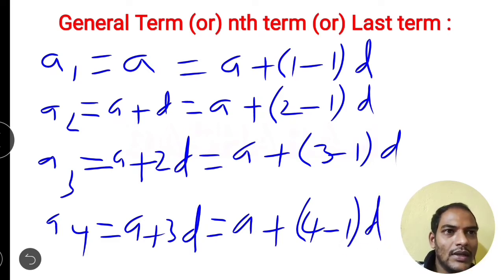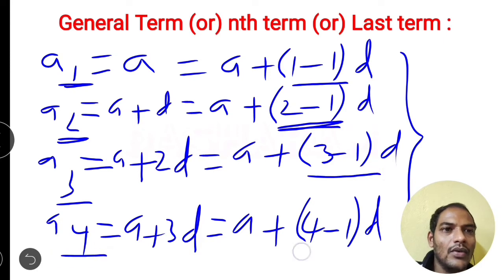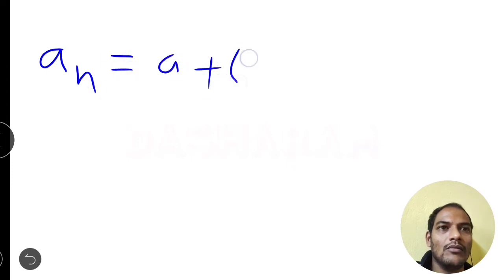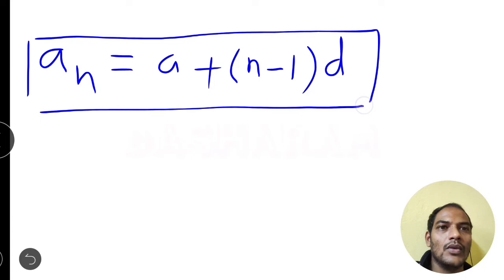So what is the pattern they are following in these? Observe carefully. Here A1, so n value 1. Then here 1 minus 1 means n minus 1. Here n value 2, then here 2 minus 1, n minus 1. Next A3, here 3 minus 1, A4, 4 minus 1. So then similarly, the nth term: an equals a plus n minus 1 into d is the nth term in the arithmetic progression.